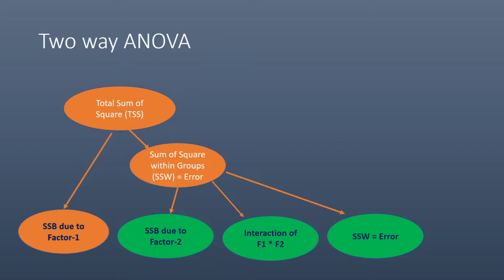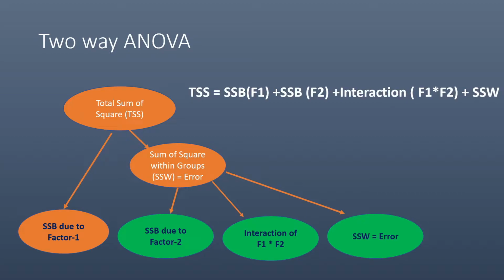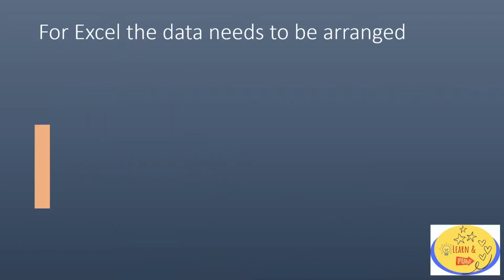So now the previous sum of square is divided into 3 parts: sum of square due to factor 1, factor 2, an interaction, and the error term. This is what we are going to do, and this formula is very simple. So the same, TSS is equal to the addition of all these things.